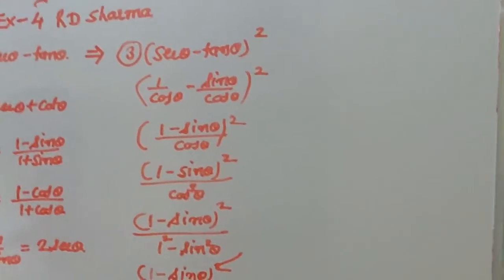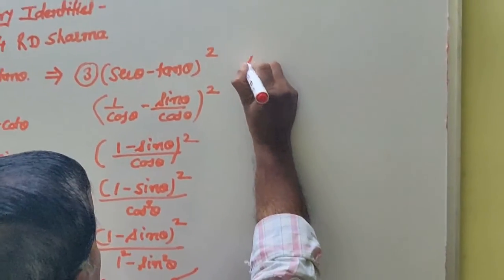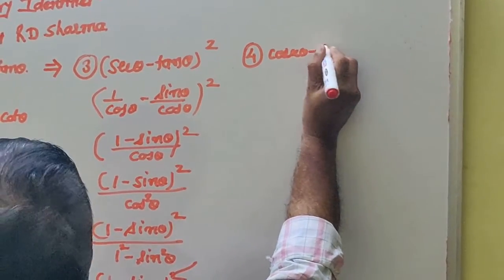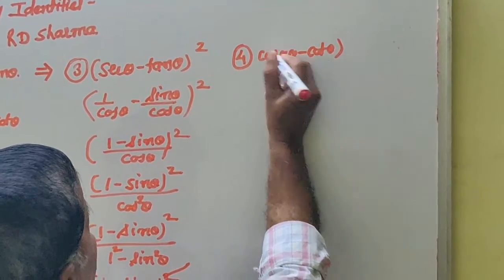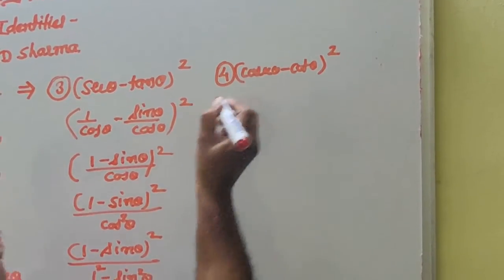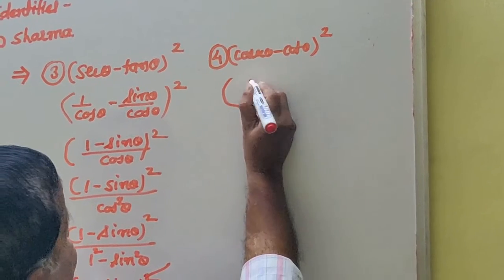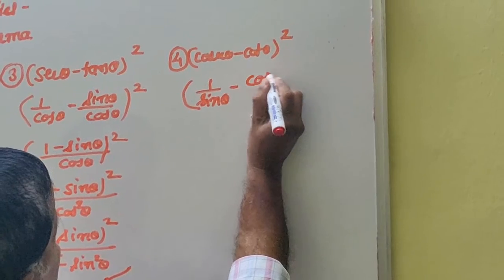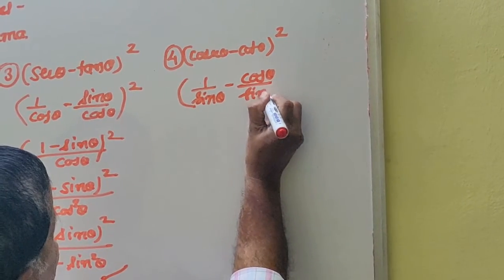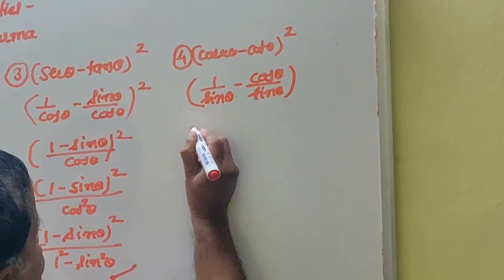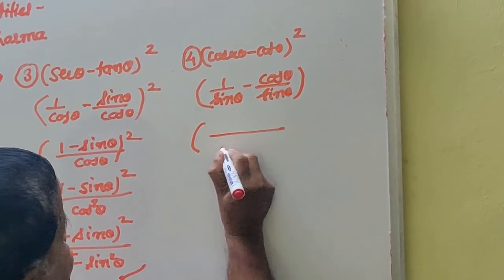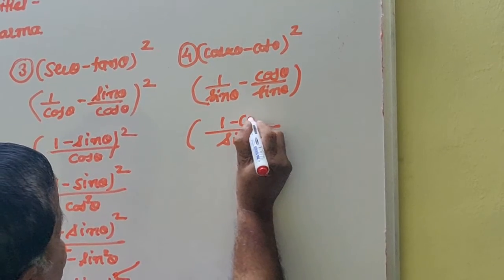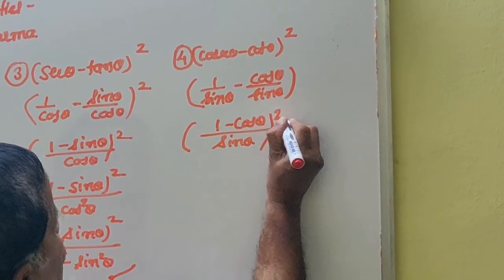Now we are going to solve the fourth problem, which is also of this type. What is given here? Cosec theta minus cot theta the whole square. I already told you that the value of cosec theta is 1 upon sin theta, and cot theta is equal to cos theta upon sin theta. You must know these ratios, then only you can proceed. Denominators are equal, so I can write down here sin theta, (1 minus cos theta) the whole square.